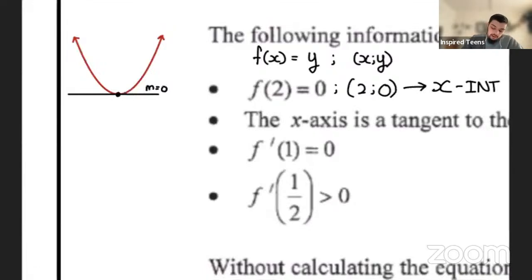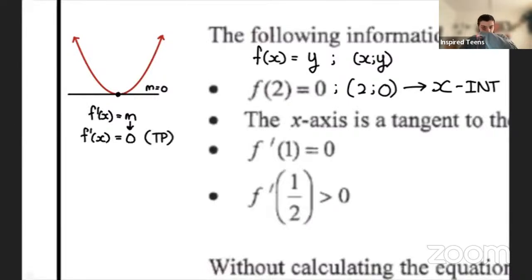Which is actually why, remember we said that gradient is equal to derivative. Gradient is equal to derivative. And also, how do we get turning point? Remember that we always derive it and equate it to 0. So essentially, because derivative gives us gradient, when we say f prime of x is equal to 0, we know that this gives us turning point. That tells us that the gradient of the turning point is 0 because derivative gives us gradient.